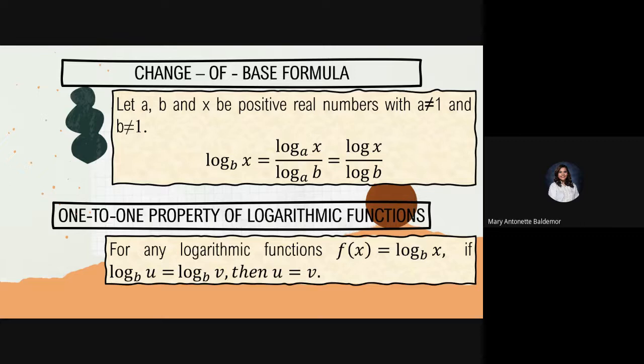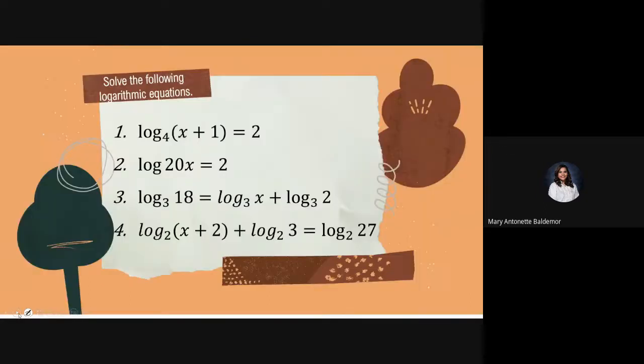Now, for the one-to-one property of logarithmic functions, for any logarithmic function f of x equal to the logarithm of x with base b, if the logarithm of u with base b is equal to the logarithm of v with base b, then that means that u and v are equivalent, since they have the same base and u and v is the same. Okay, so to apply the laws and the concepts that we had earlier, let's try to solve the following logarithmic equations.